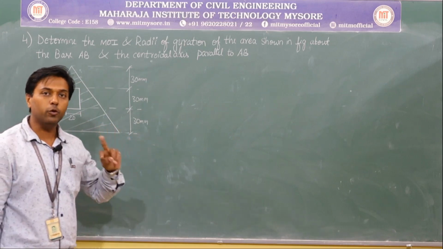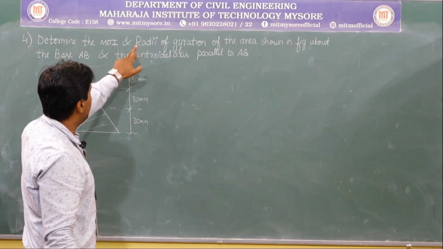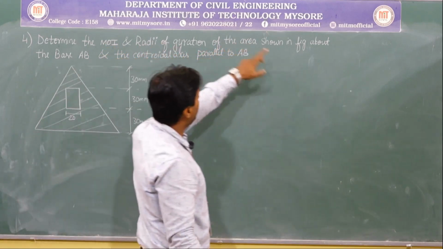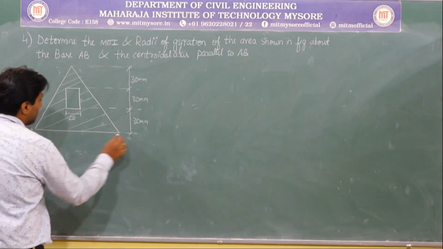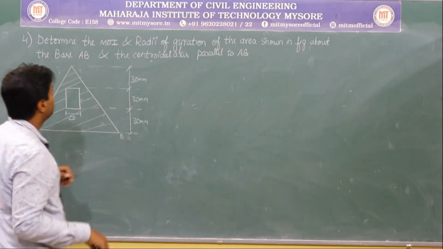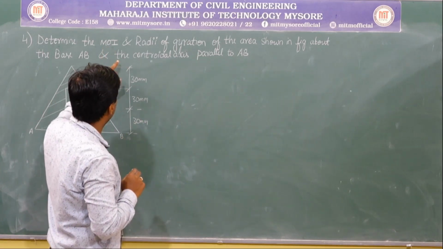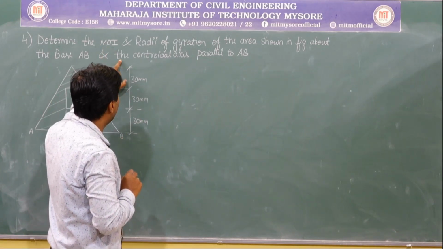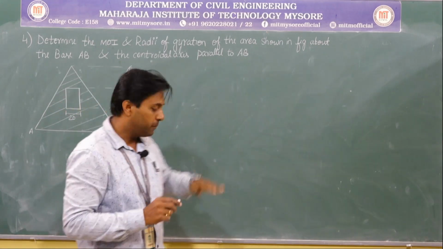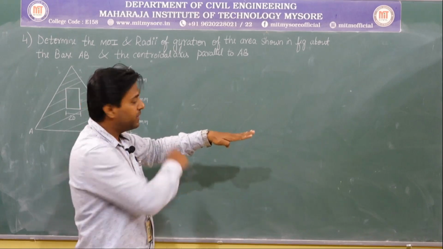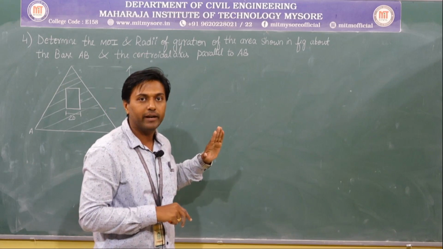Here we have two questions. One is determine the moment of inertia and radii of gyration of the area shown in figure about the base AB. This is the base AB that they have given. That is the first question. The second one is the same moment of inertia and radii of gyration, I need to calculate about the centroidal axis parallel to AB. Parallel to AB centroidal axis means IXX, only IXX I need to calculate. There is no need to calculate IYY and all.